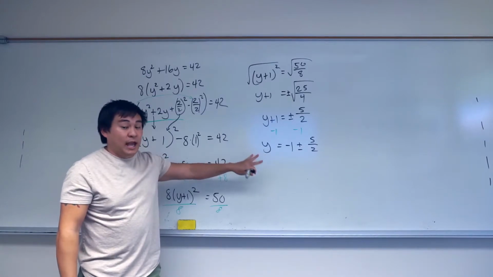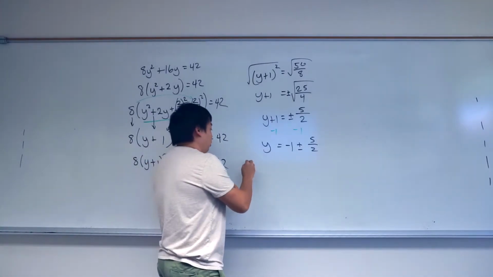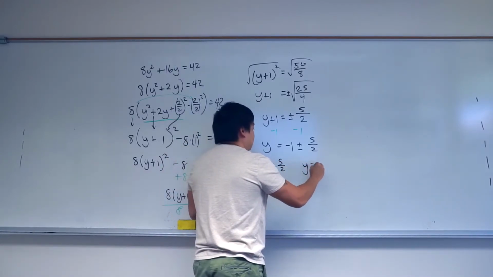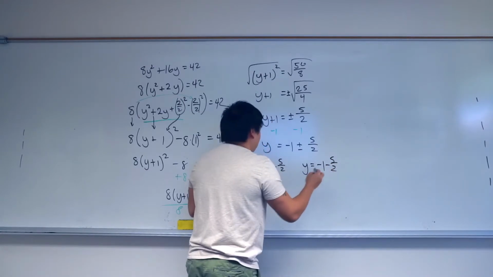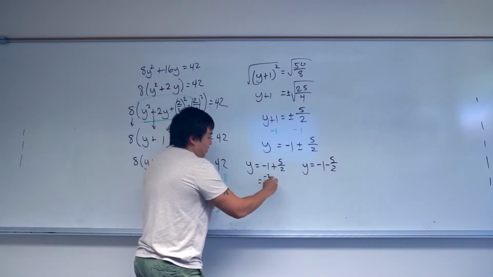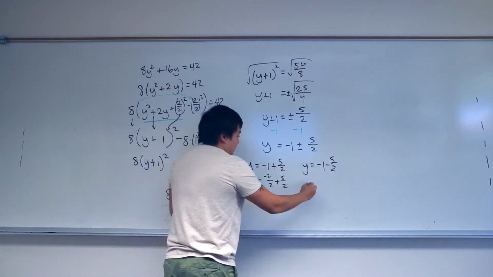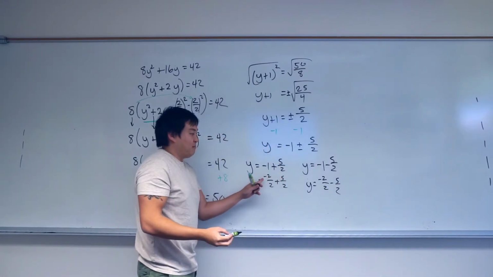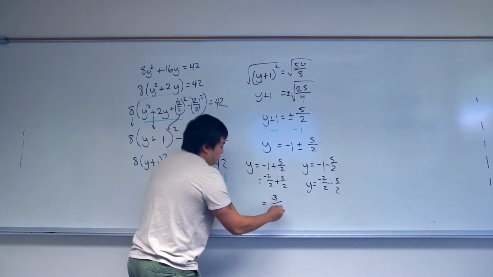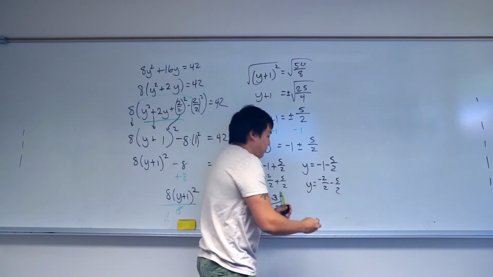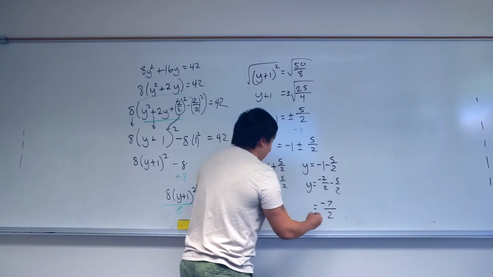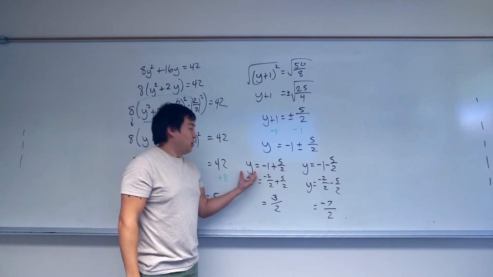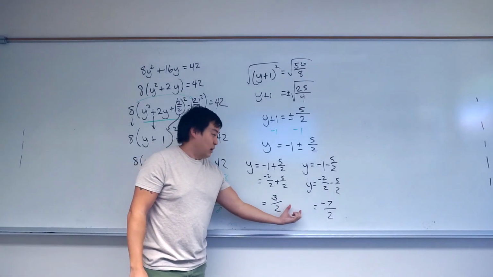And of course, if you can simplify it, you must. So y is either equal to negative 1 plus 5 over 2, or y is equal to negative 1 minus 5 over 2. The common denominator here is 2. Similarly here. But here we're adding, so 5 minus 2 is going to give you 3 over 2. And then negative 2 minus 5 is going to give you negative 7 over 2. So your two answers for this quadratic equation is going to be y is equal to 3 over 2, and then y is equal to negative 7 over 2.